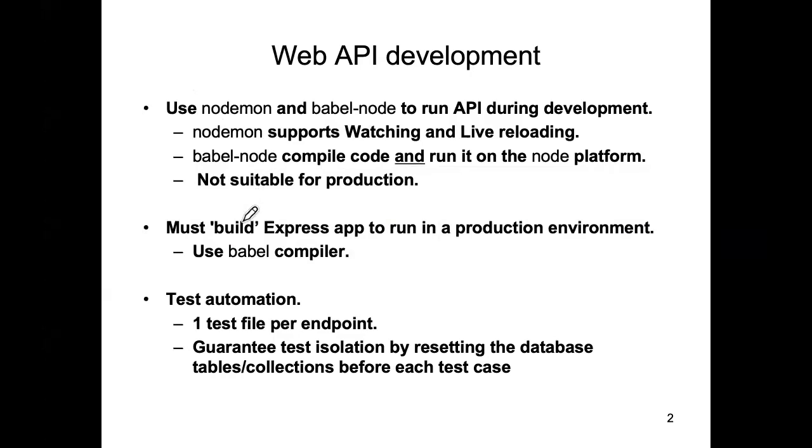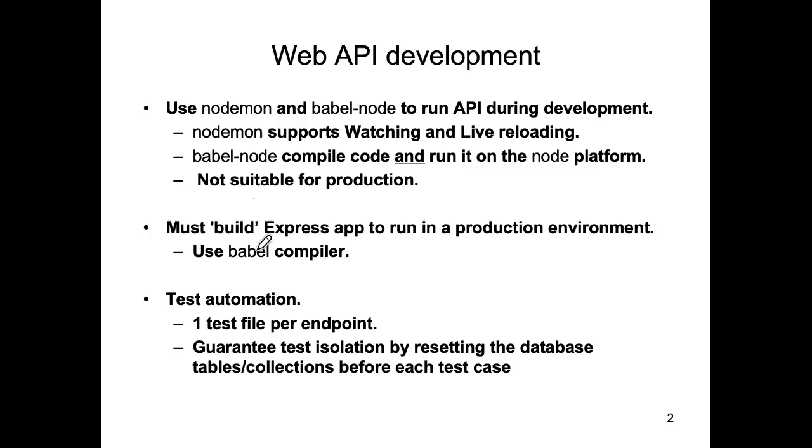So what we need to do is essentially build our Express app, or produce a static version of our Express app. Again, using Babel to help us to do that, to generate the built version of our Express app. And that built version then is what we can run in our production environment. So yeah, Babel will take care of that for us.